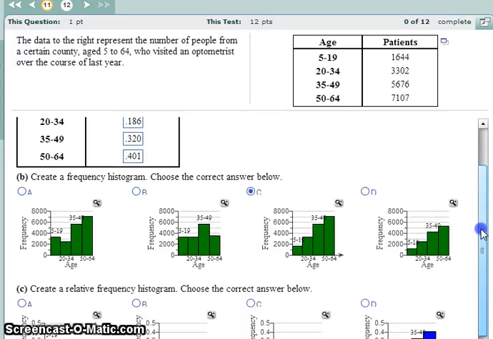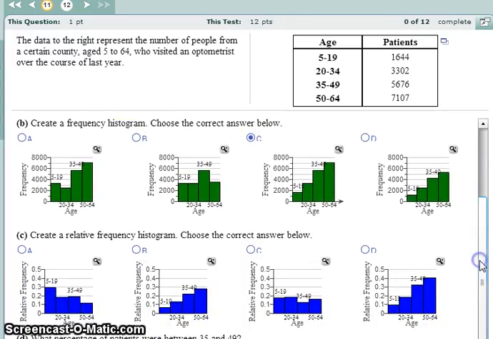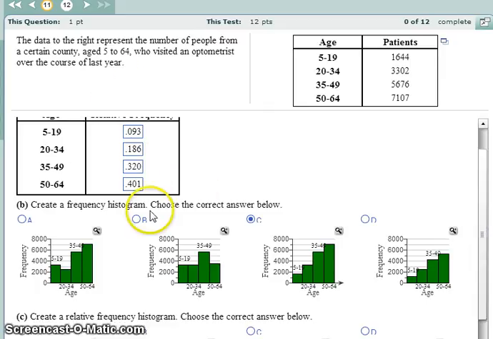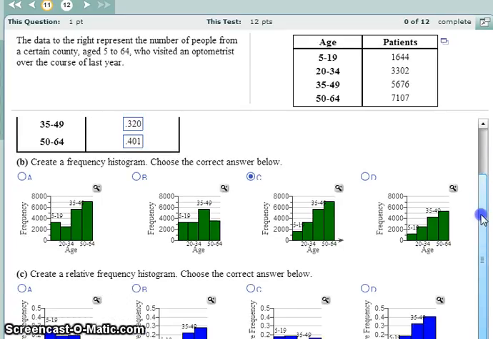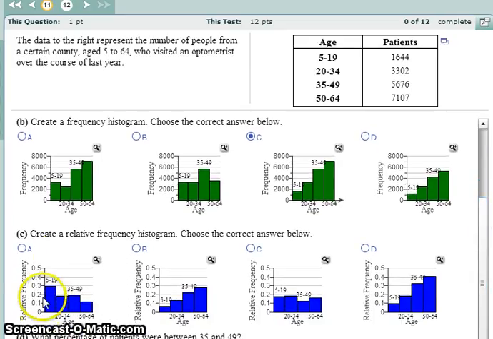And then we want to do a relative frequency histogram. So we'd be looking at these numbers and doing the same thing, making sure the bars go up to the correct height. So the first one should go to 0.093, and this one's way too high, it's almost a 3. This one could be right, it's below 1. This one's above 1. And this one is again below 1. So we're down to B and D. Those are our only two options, B and D.